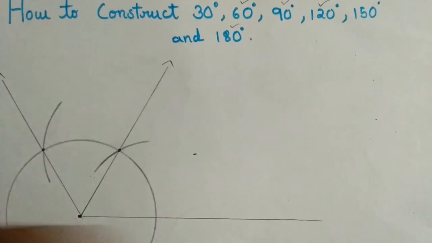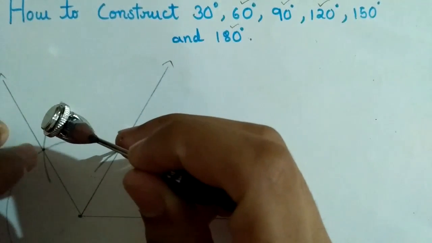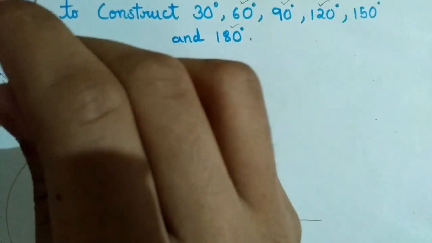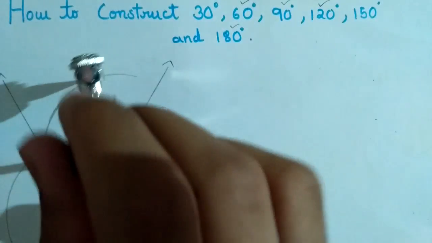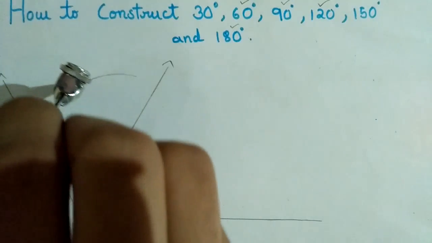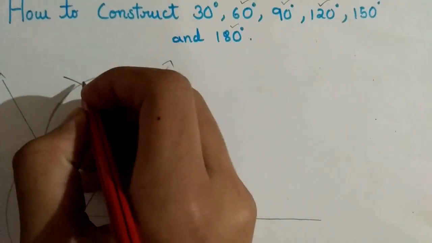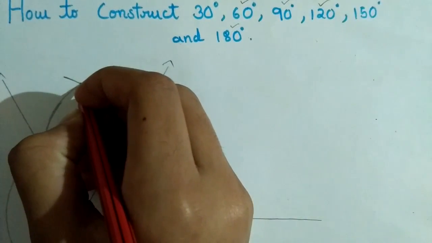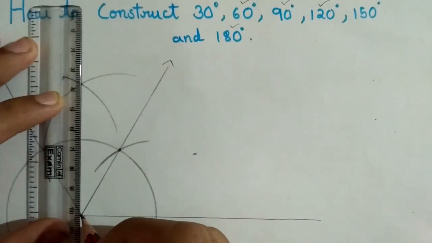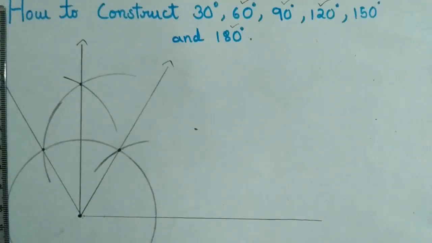How to bisect? Keep the point here. Take any arc more than half. More than half means I can take it 120 degree, no problem, because 120 is more than half of 60. And keeping the point here, I will take another one. It is not necessary that we take only more than half. And now the point we got, it is the 90 degree. Friends, after that you will measure it, you will get the perfect angles.